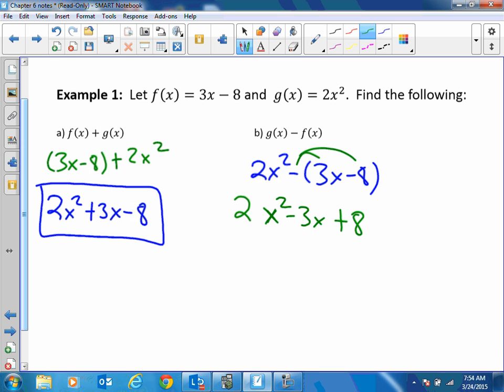I know it might look a little off on my notes. It says f of x minus g of x, and this one says g of x minus f of x. So you can do that problem as well, but that's how you would do this one with these notes. Okay, so I understand notes might not line up perfectly, but you get the picture.